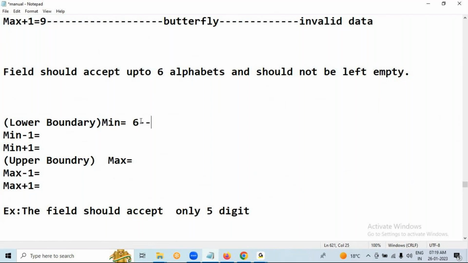Just type VIBHAL, V as in Victor, IBHAL. So that is 6. This is valid data. All right, go to the next one. So 6 minus 1 is 5. Valid data.